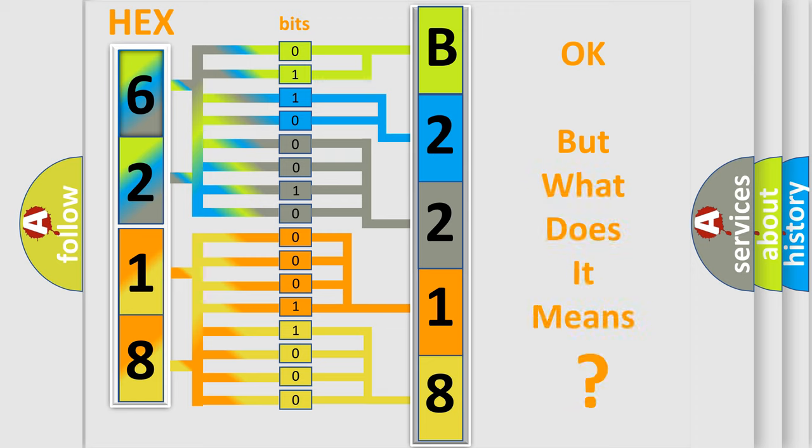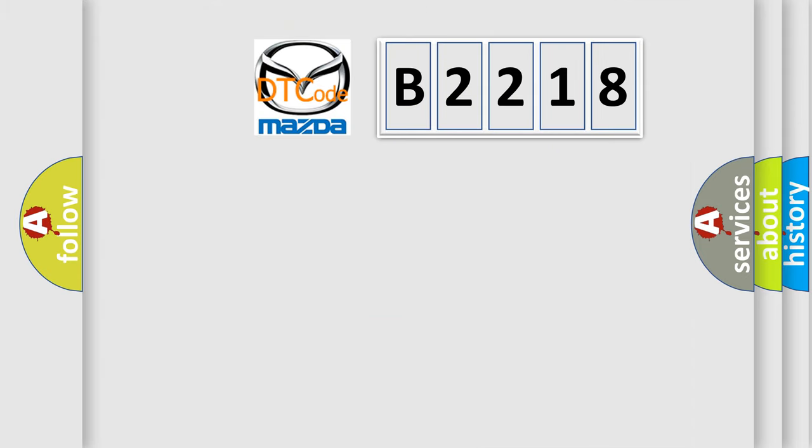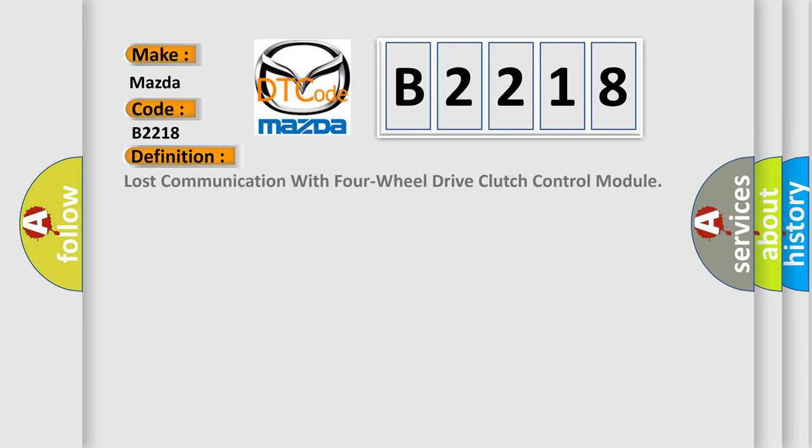The number itself does not make sense to us if we cannot assign information to what it actually expresses. So, what does the Diagnostic Trouble Code B2218 mean specifically for Mazda car manufacturers? The basic definition is lost communication with four-wheel drive clutch control module.